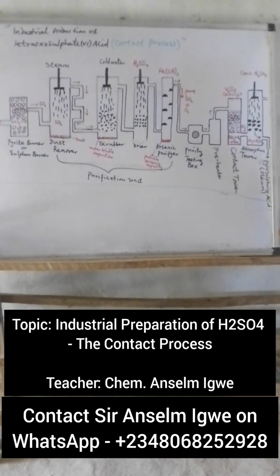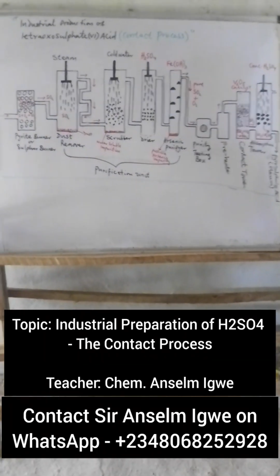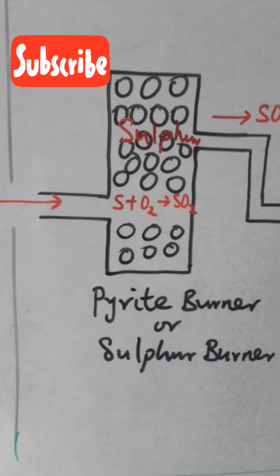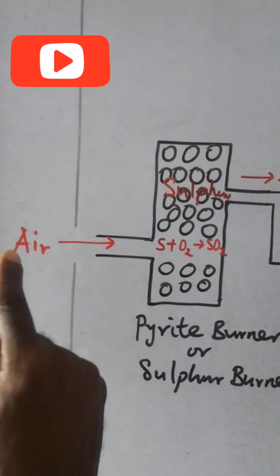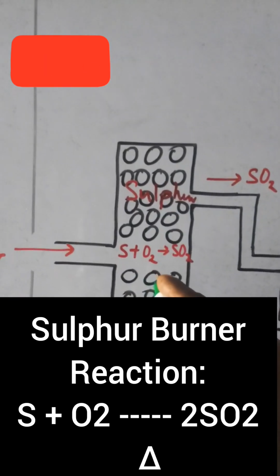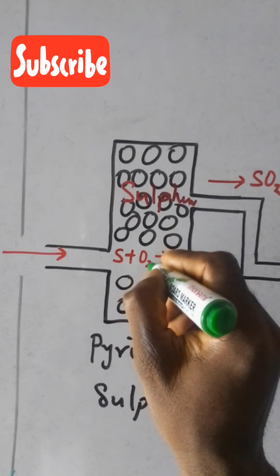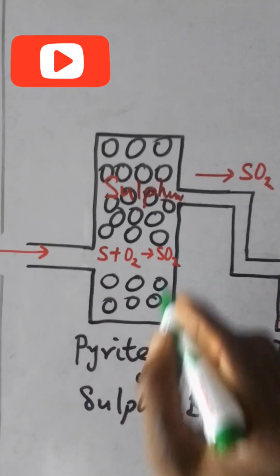Now let's move to industrial production of sulphuric acid, or what is industrially known as the contact process. The starting material for the contact process is air and sulfur, or air and pyrite. If you look at this first chamber, you see that air is pumped into the chamber where it reacts with sulfur. The component of air that sulfur attacks is oxygen. So sulfur reacts with oxygen to give sulfur 4 oxide.